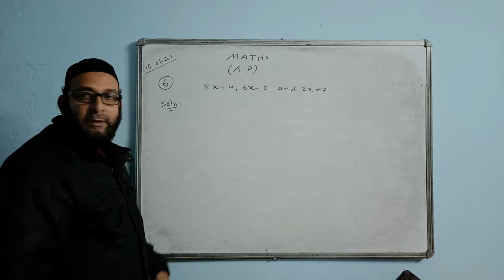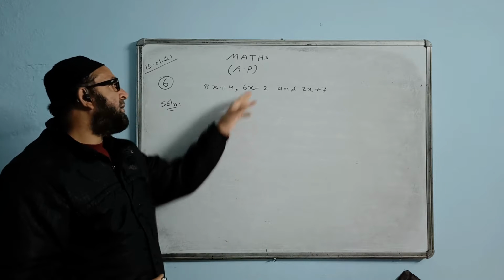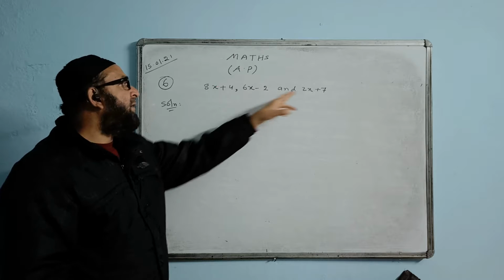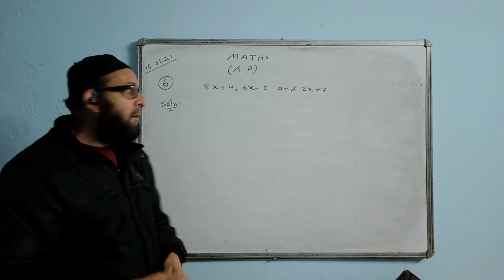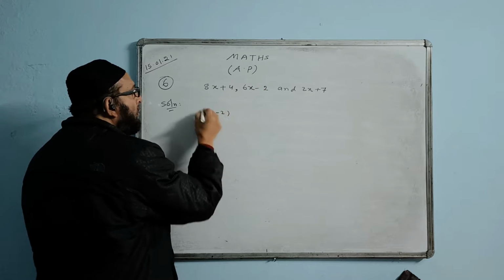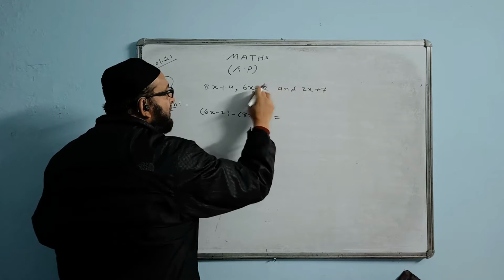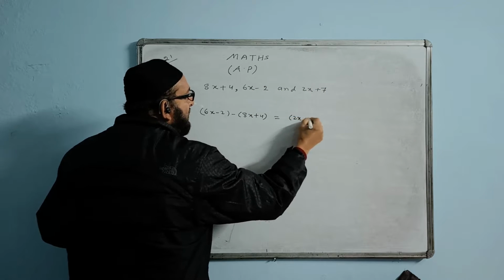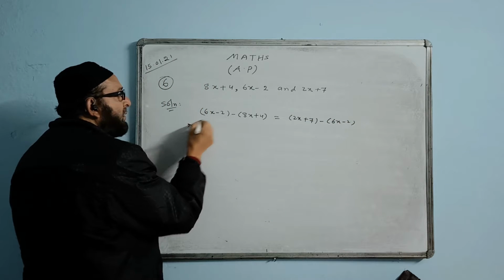First method: you know in an AP the difference is common. How do you find the difference? This minus this. Again you can find the difference, this minus this, and they will be equal because the difference is always common. So we subtract: 6x minus 2 minus (8x plus 4) will be equal to (2x plus 7) minus (6x minus 2). Now find the value of x.